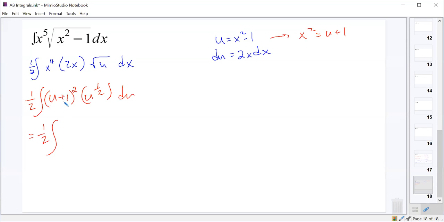If I distribute out u plus 1, that's u squared to start with. And then u squared times u to the 1/2 ought to be u to the 5/2. We'll have a plus 2u times u to the 1/2 will be plus 2u to the 3/2. And then we'll have a plus 1, which becomes plus u to the 1/2 when we get that distributed through. Good or no?